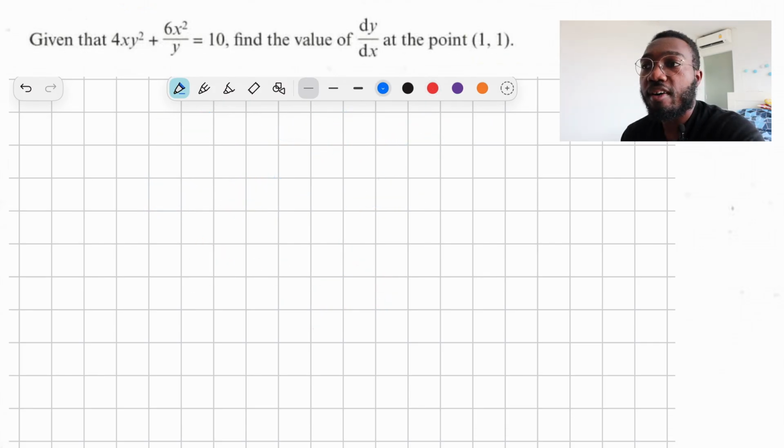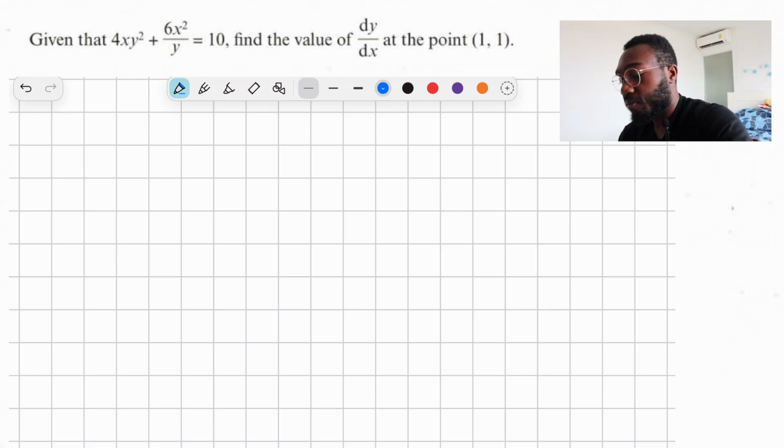So for this next question, we have 4xy squared plus 6x squared over y is equal to 10. We need to find the value of dy over dx at the point 1, 1. So again, we have this 4xy squared and this 6x squared over y, okay? Because y is a function of x, we're going to need to use some form of product rule, or we can use quotient rule as well to work this out. So I'm going to use product rule for both of these. You can use product rule, and for that second value there, you can use a quotient rule. It's really up to you what you want to do.